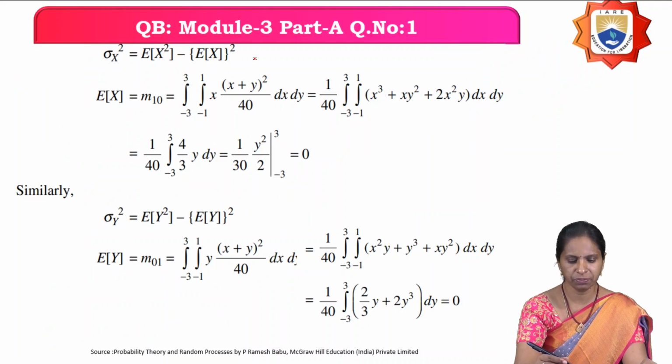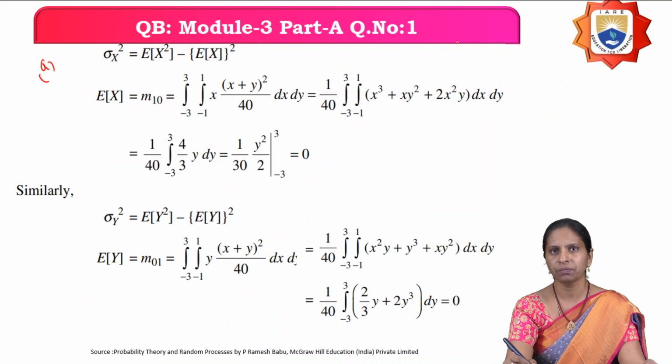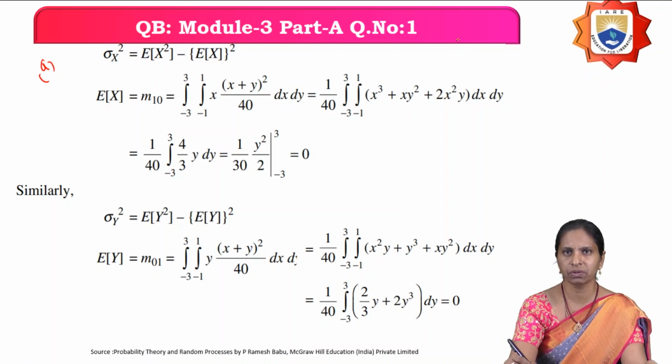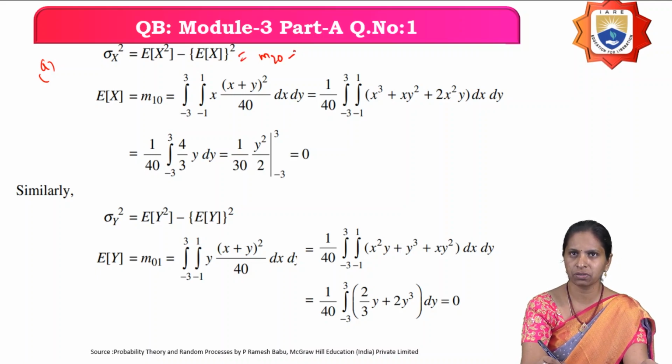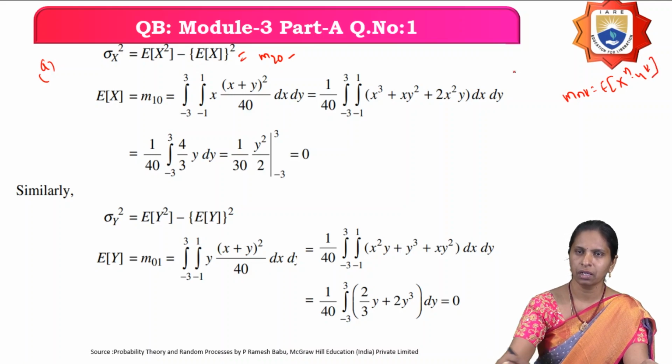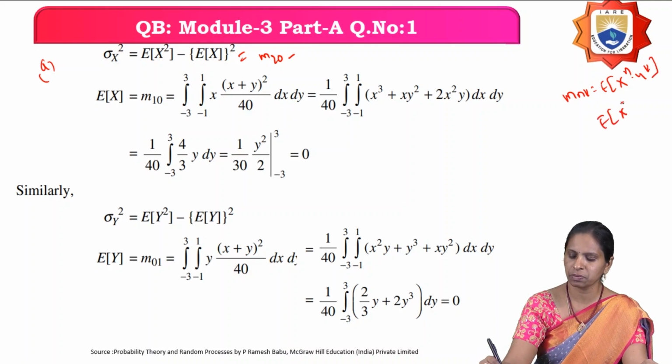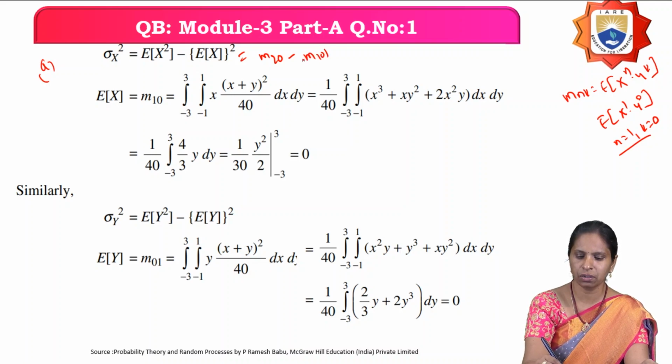So now what you have to calculate? The first bit, you have to calculate the variances of the random variables x and y. So what is the variance of the random variable x? It is nothing but sigma x square, which is equal to the expectation of x square minus the expectation of x whole square. So what is the expectation of x square? It is M20. And what is the expectation of x? M n k is nothing but the expectation of x power n into y power k. So the expectation of x is the expectation of x power 1 into y power 0. Therefore, the n value is 1 and the k value is 0. So, M20 minus M10 whole square.